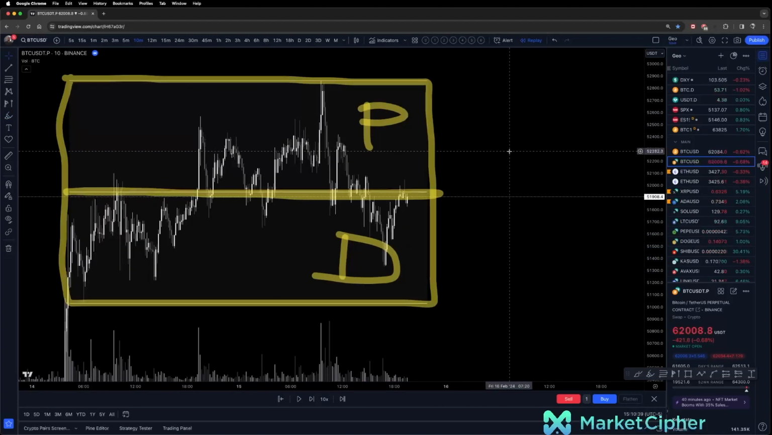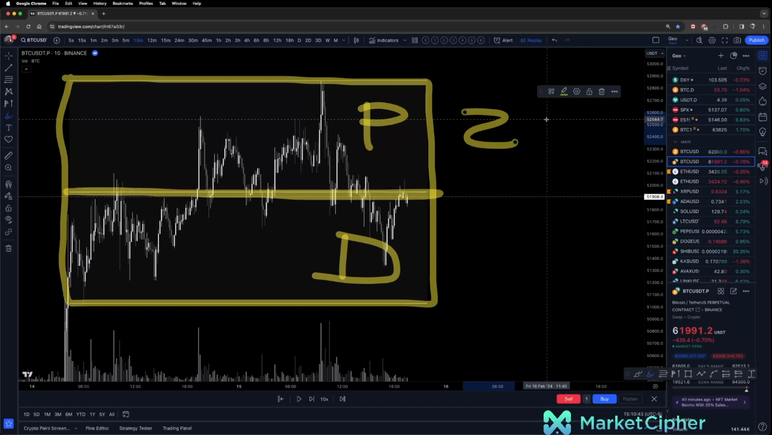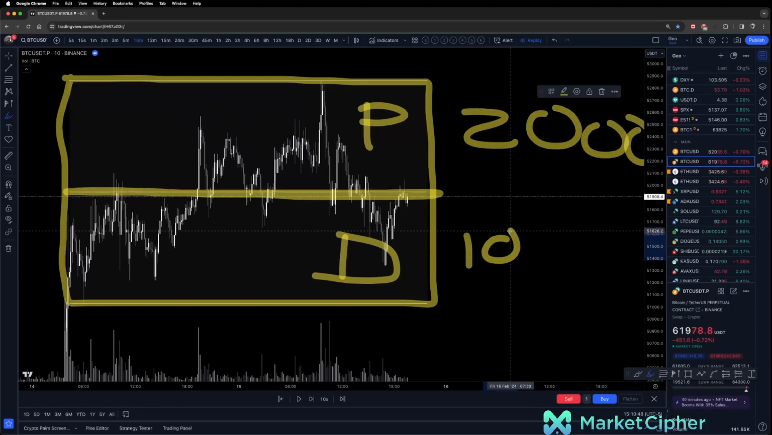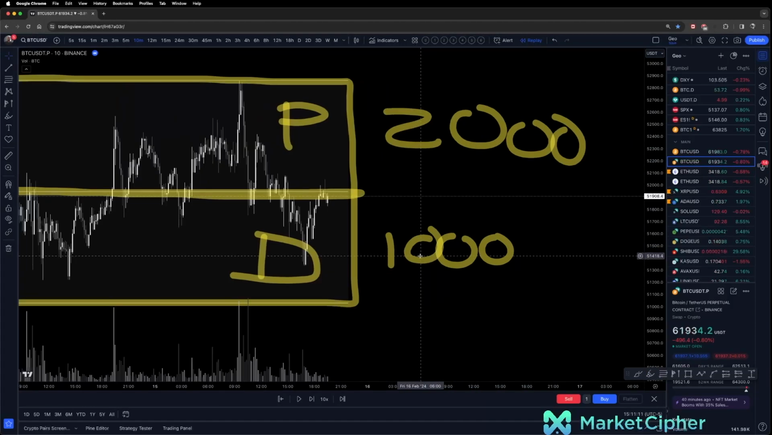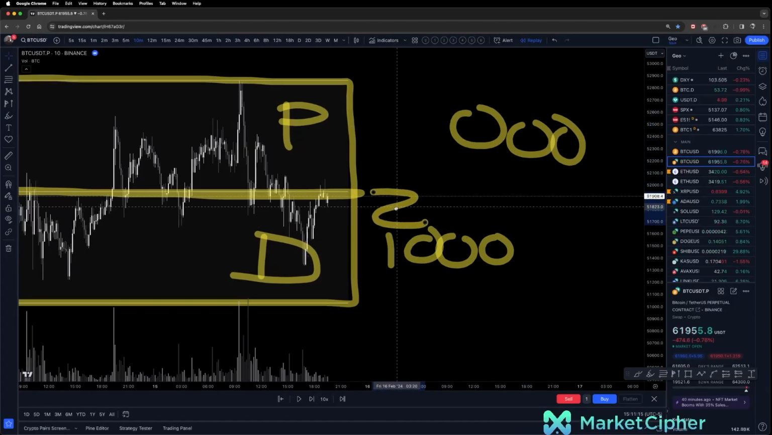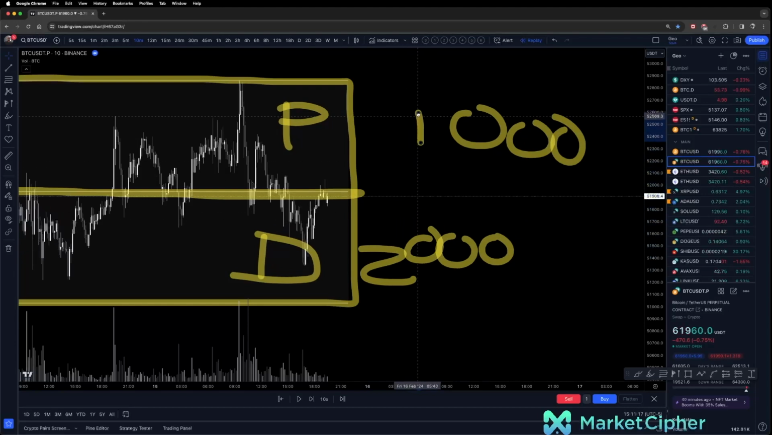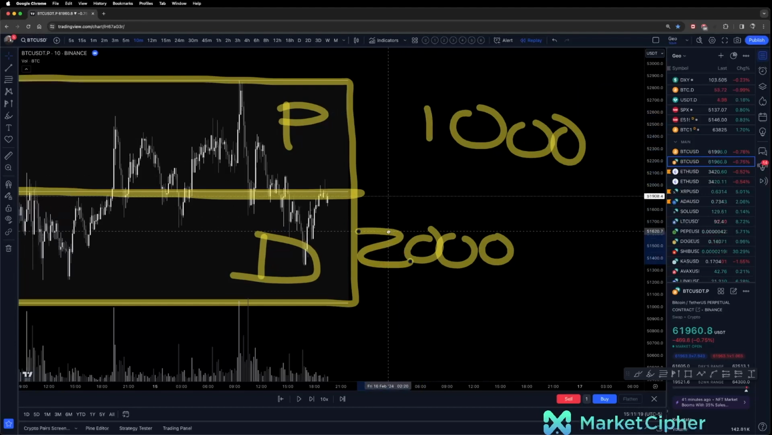Think about it. If you have an iPhone and you can sell that iPhone for $2,000 up here and buy that same iPhone back for $1,000 down here, wouldn't you rather buy it for $1,000 and sell it for $2,000 as opposed to buying it for $2,000 and selling it for $1,000? I mean, I sure would.